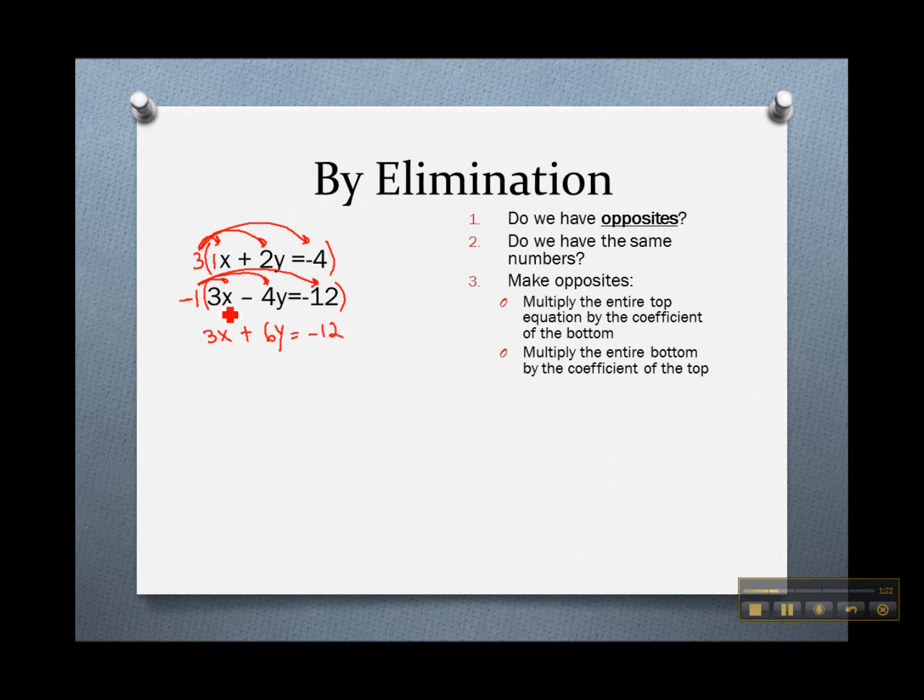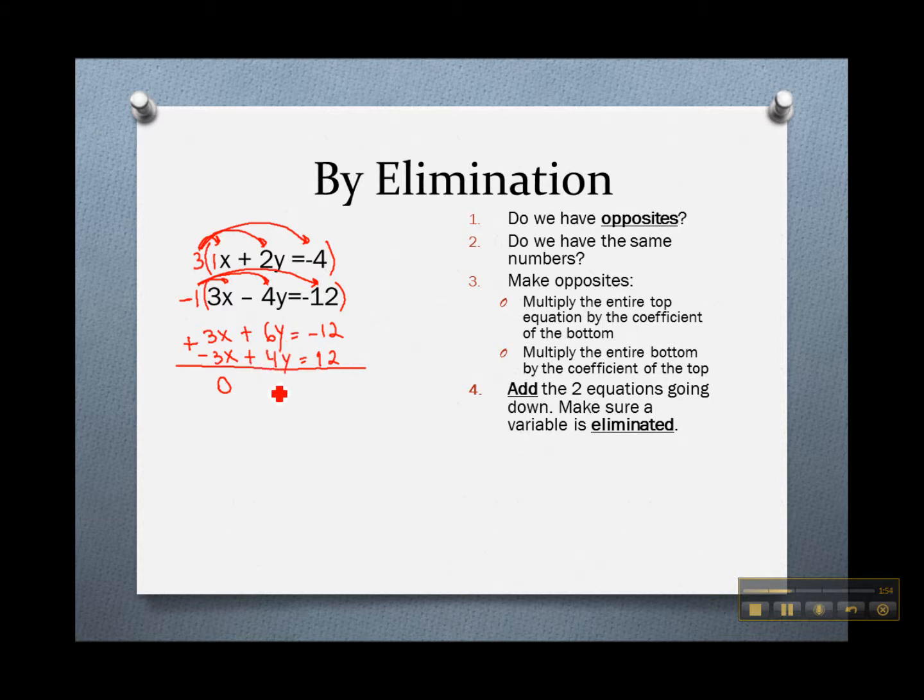And you do it again on the bottom. Negative 1 in front of the parentheses means change all the signs. So positive becomes negative, negative becomes positive, and negative here becomes positive again. So I'm just going to write it 12. Now that we have opposites, we're going to add the two equations going down and make sure that one variable is eliminated. Remember, this is called elimination, so one should always be eliminated. 3x plus a negative 3x is just 0. That's my variable that is eliminated.